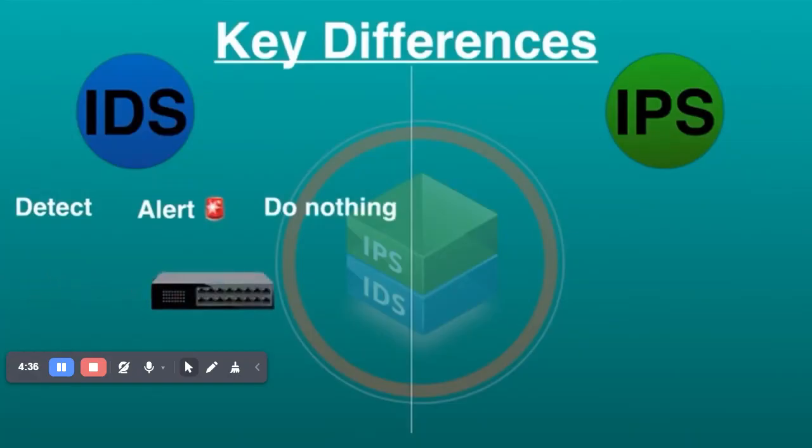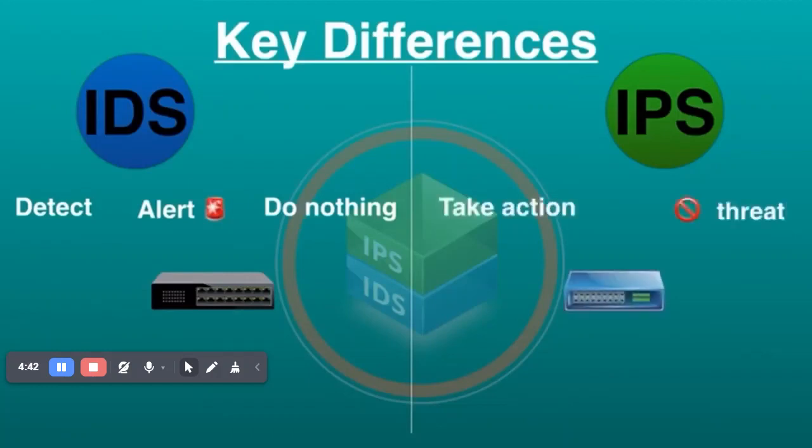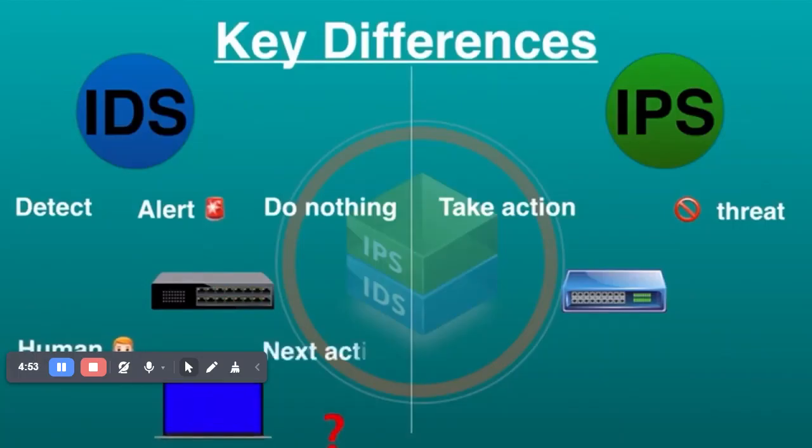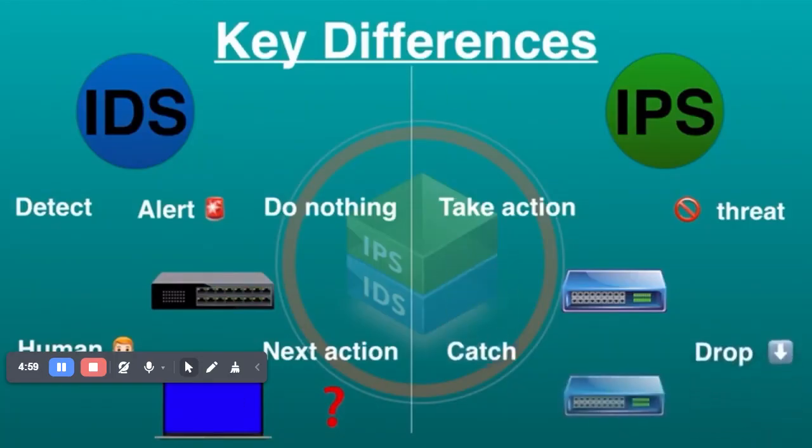IPS is designed to take action to block anything it believes to be a threat to the protected system. IDS requires a human or another system to look at the results and determine what actions to take next. On the other hand, the purpose of IPS is to catch dangerous packets and drop them before they reach their target. So in this video, we completely covered IPS and IDS, what they are, and their differences.